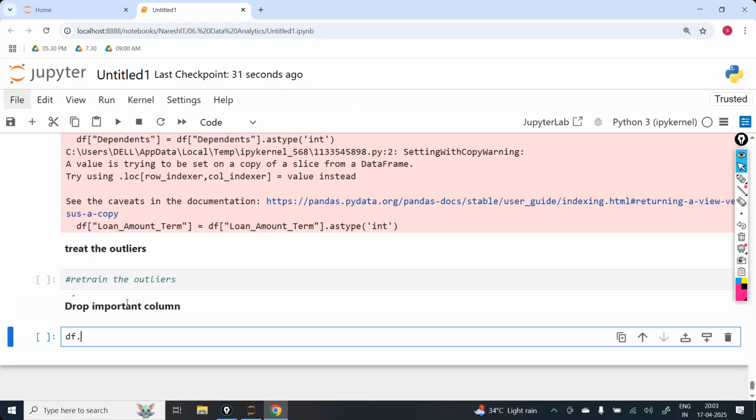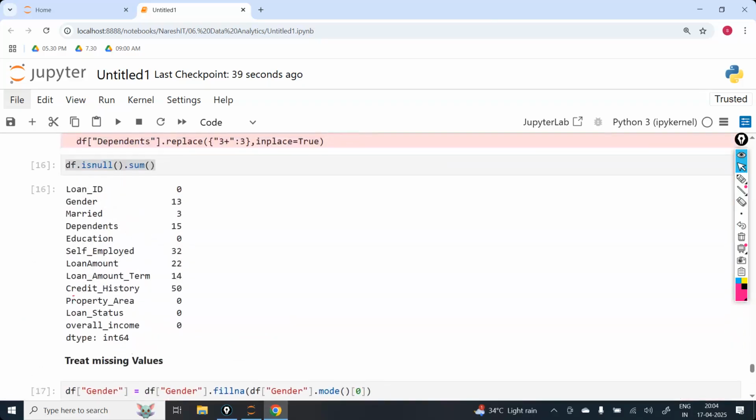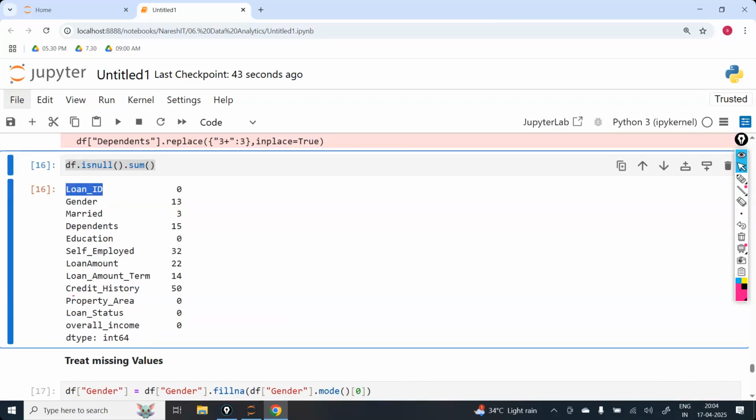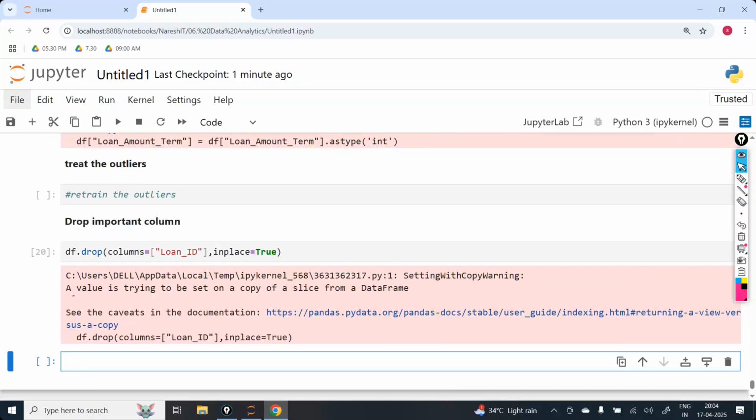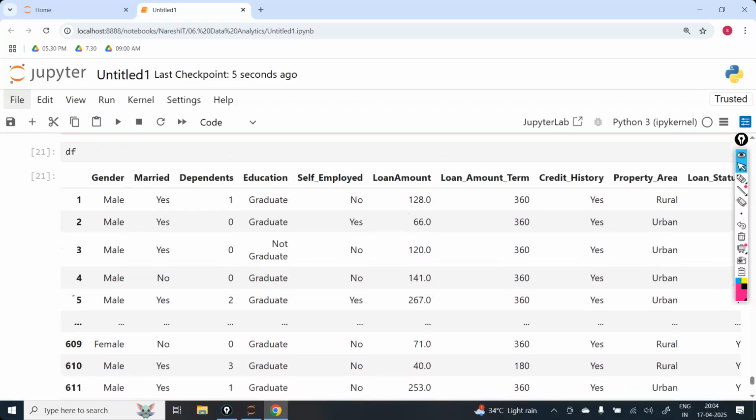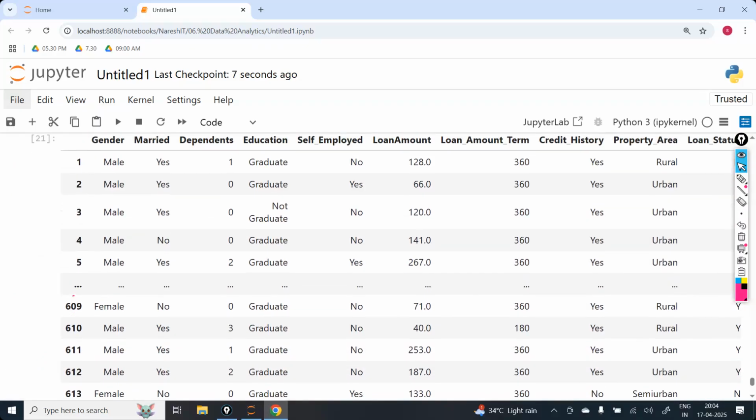So what I'm going to do is df.drop, columns equal to, what is the column name? That is Loan ID. This is the column I'm going to drop. This also comes under data cleaning, with inplace equal to True, and I'm dropping. Okay. Now once dropping was completed, everything was completed. Now I'm going to print my df. So this is my final df. This is my final data, which is clean data.